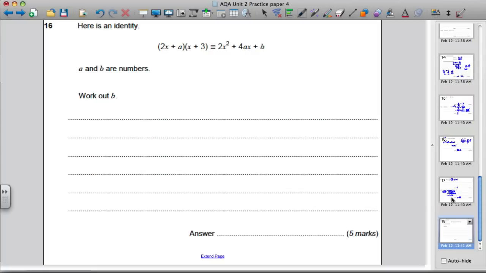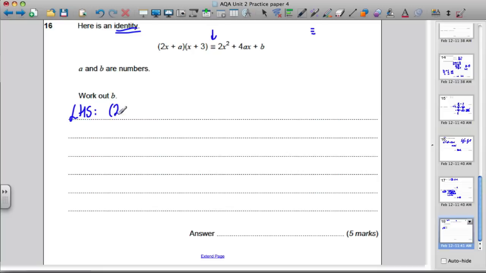Okay, question 16 and the last question. Here is an identity. How do you know? 3 lines mean identity. A and B are 2 numbers. Work out b. I said, and we've seen 3 of these so far before, easiest thing to do is to multiply out the left hand side and the right hand side and compare coefficients to work out what a and b should be. So the left hand side first.